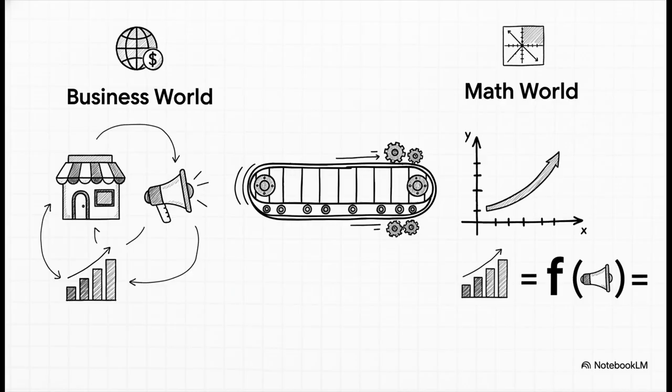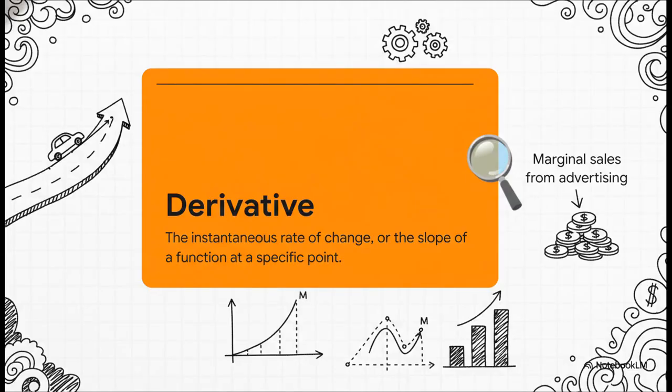Now, if calculus is our language, then the derivative is the most important verb. It's the engine that powers this whole process. Think about our function as a hilly, winding road. The derivative tells you the exact steepness of that road at any single point you choose. In business and economics, this is called marginal analysis. The derivative gives you the marginal return. So for our sales function, the derivative answers the million-dollar question: if I spend just $1 more on advertising right now, what is the exact immediate increase in sales I should expect? That is the incredible power of looking at the instantaneous rate of change.